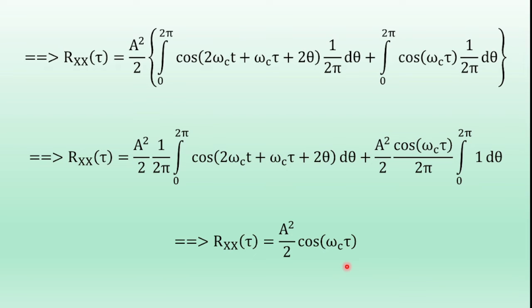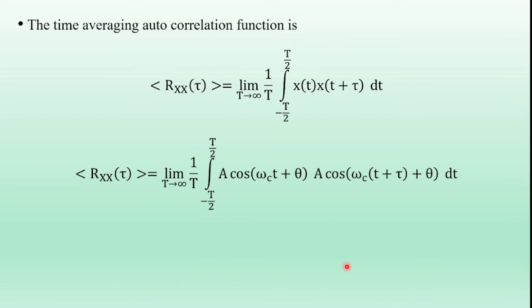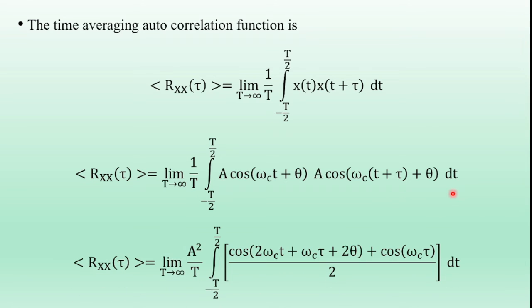Now here the autocorrelation function depends on tau, and this is the ensemble average or statistical average of the autocorrelation function. Next, find out the time averaging autocorrelation function. We know that the time averaging autocorrelation function is the limit as T tends to infinity of 1 by T, integral from minus T by 2 to T by 2 of x of t into x of t plus tau dt. Substitute the x of t value: x of t is A cos of omega c t plus theta, and x of t plus tau is A cos of omega c t plus omega c tau plus theta.